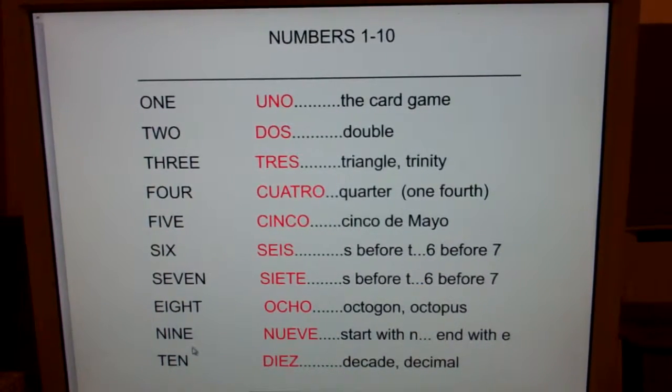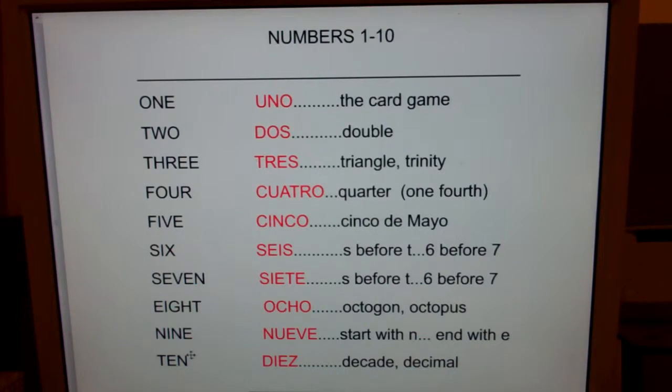Now look at the word 9. In English, it starts with an N and it ends with an E. Now say nueve. Nueve. It starts with an N and it ends with an E. So 9 is nueve. Nueve is 9.